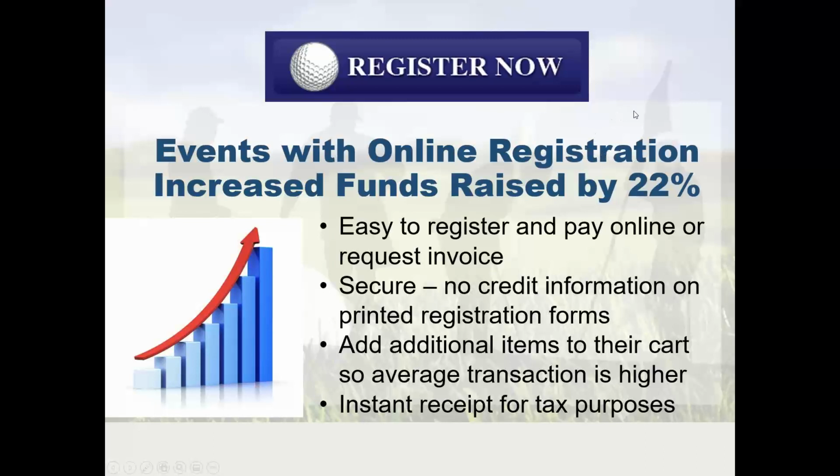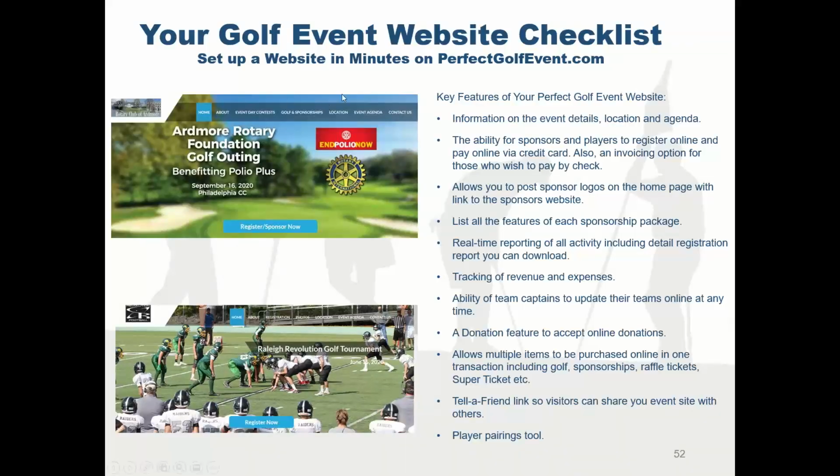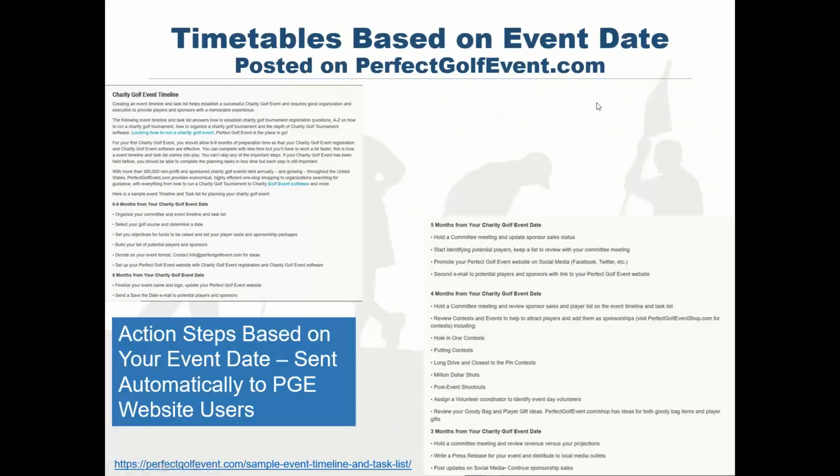Make sure you've got your website up and running with online registration, payment processing. Again, hope for using us. But if you aren't, here's a checklist of things you want to do to make sure your website does everything you need for the technology to support your event. Again, if you're using Perfect Golf Event, we'll automatically send you checklists every time period, 5 months away, 4 months away, 3 months away, with reminders on what you should be working on. So you'll be focused on the things you should be doing now and not being distracted. We have it from 360 days all the way to the day after your event.